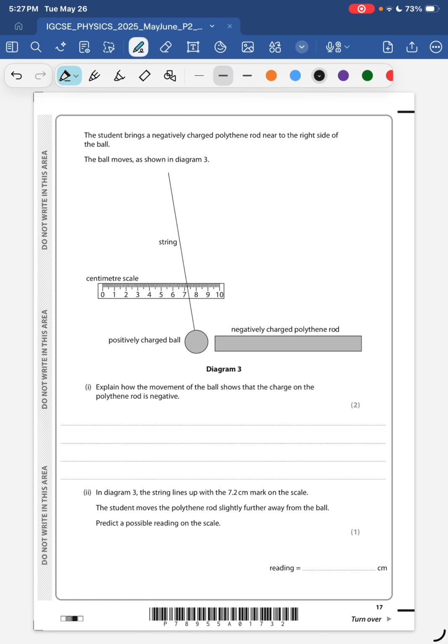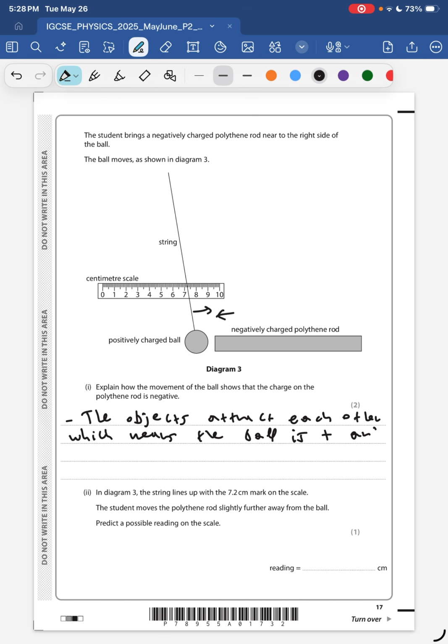So the objects attract each other. The force is to the right for the ball and to the left for the rod. So the objects attract each other, which means the ball is positive and the rod is negative. Part 2: in diagram 3, the string lines up with the 7.2 centimeter mark on the scale. The student moves the polythene rod slightly further away from the ball.